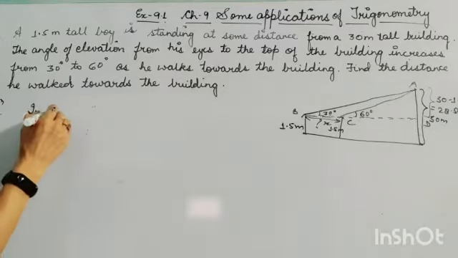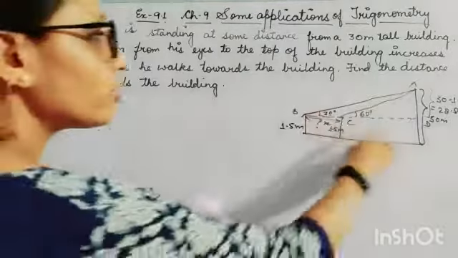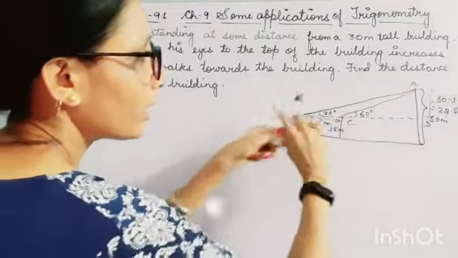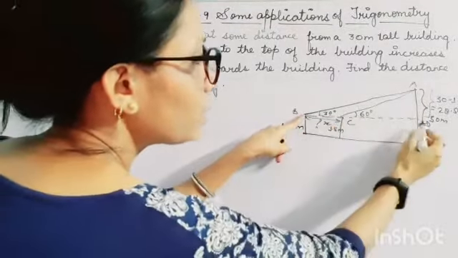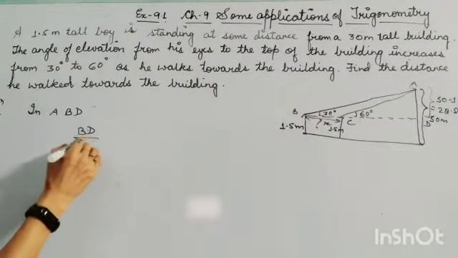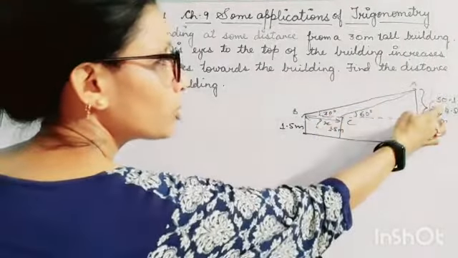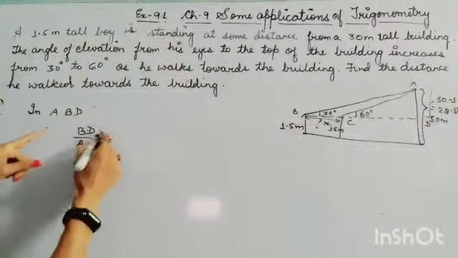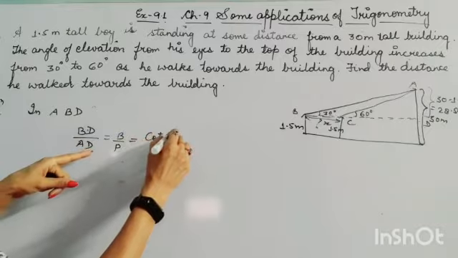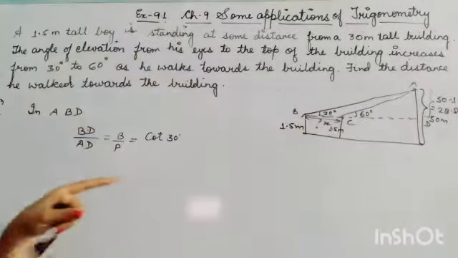First of all, I will take triangle ABD. In triangle ABD, which two sides will I take? Obviously, I need to find this side, so I will take BD and AD. Let's suppose I am taking BD upon AD. Now what is your BD? This is your 30 degree angle. Opposite to it is the perpendicular and this is your base. That means I have taken base upon perpendicular, which is cot of 30 degrees. Since I am considering ABD, that's why I am considering 30 degrees.